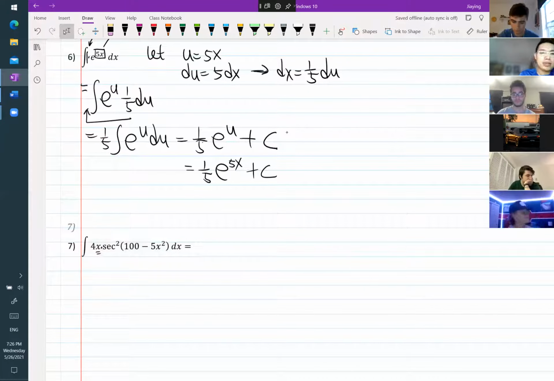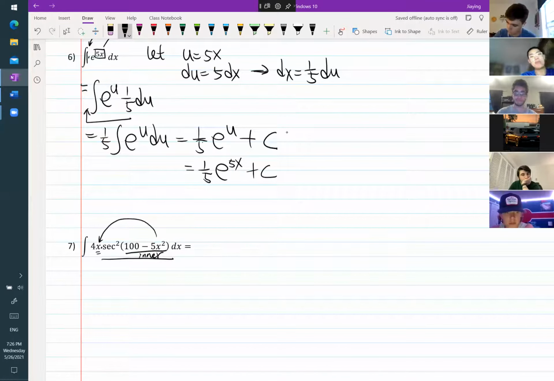All right, number 7. Here we have 4x multiplied with secant squared, and I'm just looking at it. The second part looks like it has the inner function. And just by looking at it, if we take the derivative of the inner function, we should have some number times x. So that looks similar to the derivative, which means I'm going to try the same trick.